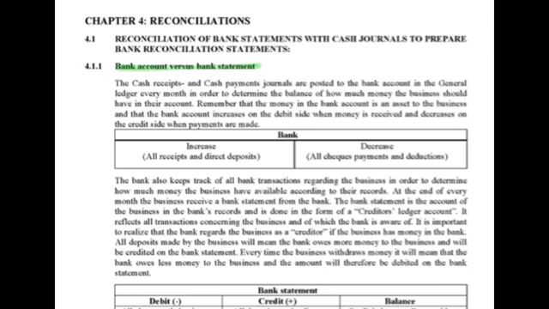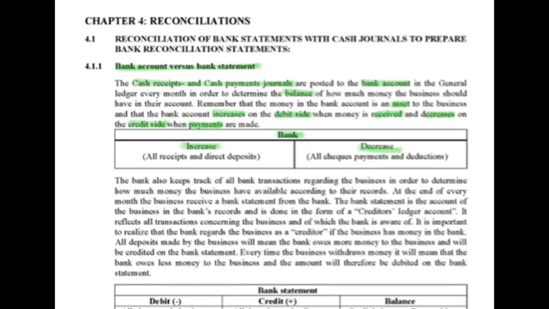So the cash receipts and cash payments journals are posted to the bank account in the general ledger every month in order to determine the balance of how much money the business should have in their account. Remember that the money in the bank account is an asset to the business, and that the bank account increases on the debit side when money is received, and it decreases on the credit side when payments are made. So if you look at the T account of our bank account, it would increase on the debit side and decrease on the credit side. It increases when we receive money or direct deposits are made, and decreases when check payments are made or if direct deposits to someone else are made.